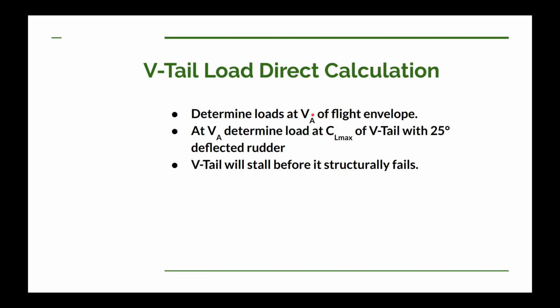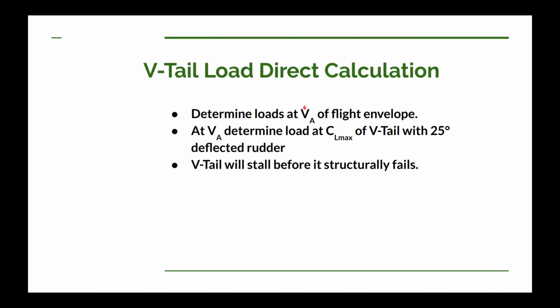V sub A is a speed where the wing of your airplane will stall before it has a structural failure, at least up to a G load of N1, which is 3.8 for us. So if you're flying at V sub A and you pull back on that stick as hard as you can, the wing will stall instead of getting ripped off. If you fly faster than V sub A, depending on how much faster, and you pull back on that stick real hard, you could rip the wings off. If you're flying at V sub A or a lower speed, you'll stall before damaging the airplane, at least the main wing of the airplane.